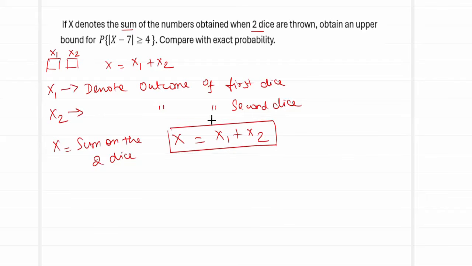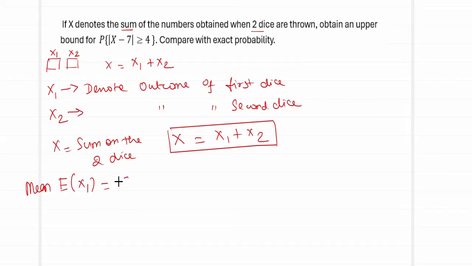We will do all the actions for X1, which will be similar for X2, and then the final answers can be added up to compute the results for X. When we have Chebyshev's inequality, the basic requirements are my mean and standard deviation. So let me compute the mean of X1. How to get the mean of X1?